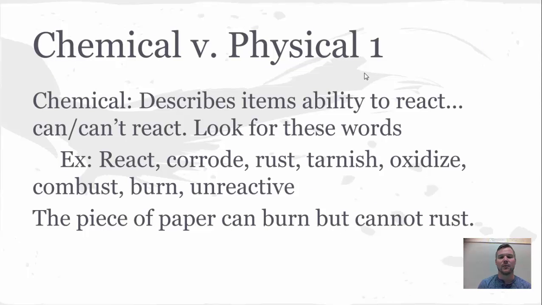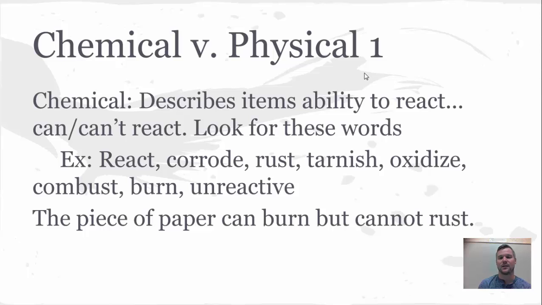Now going to chemical versus physical. Chemical is going to be the substance's ability to react or not react. That's the same. Even if it can't react, it's still its chemical property. Its unreactivity would also be a chemical property. So look for these words, and distinguishing between chemical and physical is often one of the more difficult groupings, because you have to just know a lot of words, a lot of vocab.